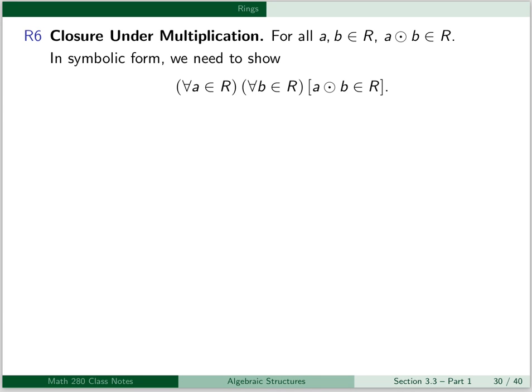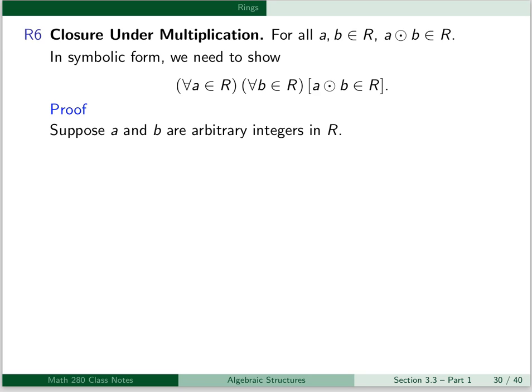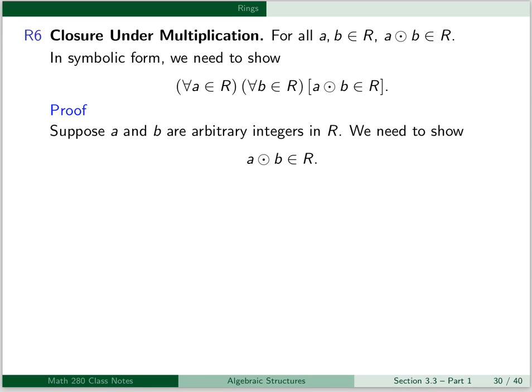Next, we have R6, closure under multiplication. For all a, b in R, a ⊙ b is in R. And in symbolic form, we need to show for all a in R, for all b in R, a ⊙ b is in R. This is a universal statement, so we'll use a proof by arbitrary element. Suppose a and b are arbitrary integers in R. We need to show a ⊙ b is in R.